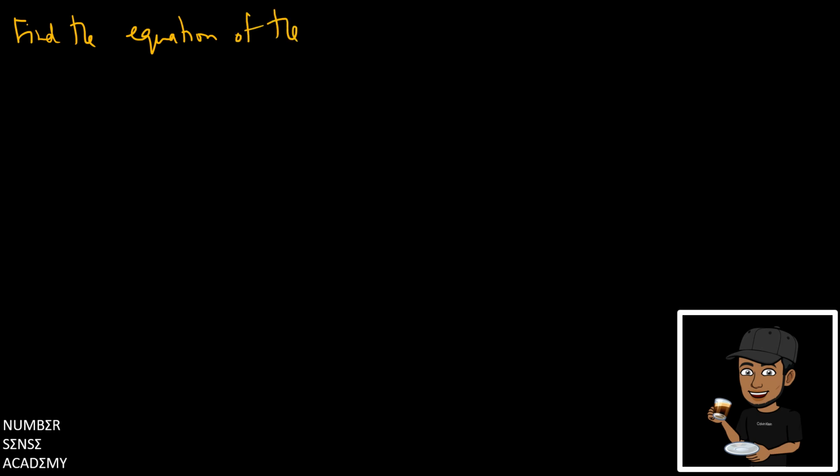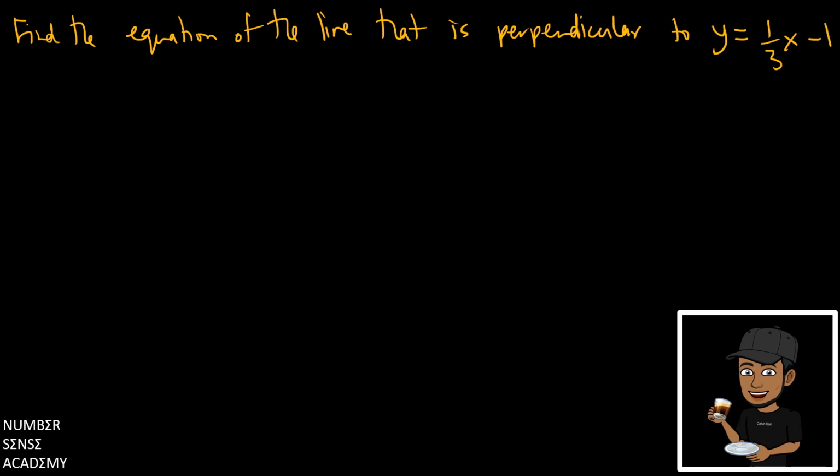So find the equation of the line that is perpendicular to y equals 1/3 x minus 1 and passes through the point (4, 2).